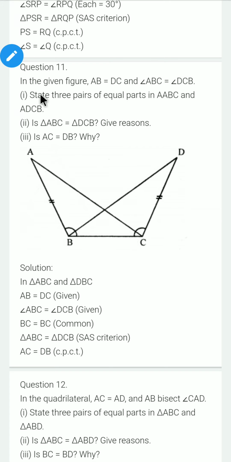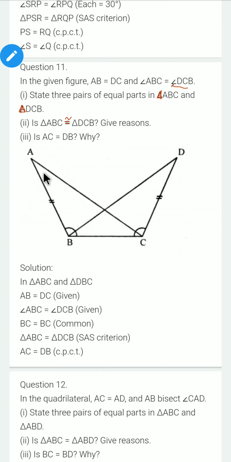So the next one is given. In the given figure, AB is equal to DC, and angle ABC is equal to angle DCB. State three pairs of equal parts in triangle ABC and triangle DCB. Are these two triangles congruent or not? This is a congruent sign. Or is AC equal to DB or not, and why?